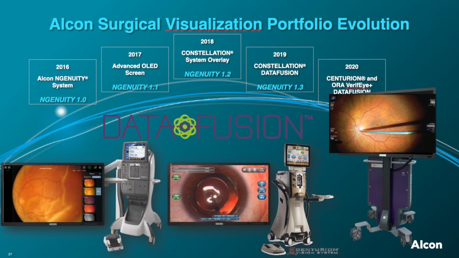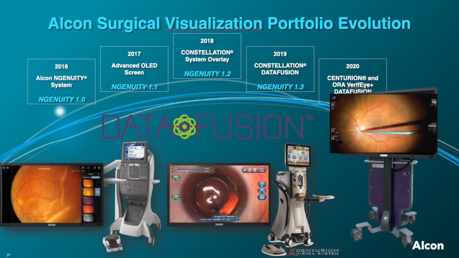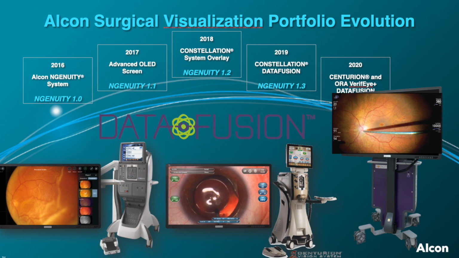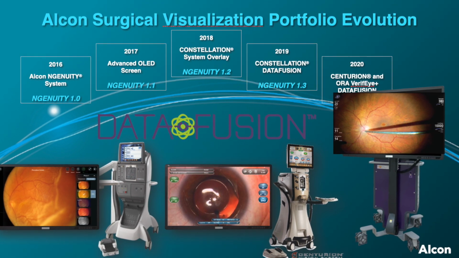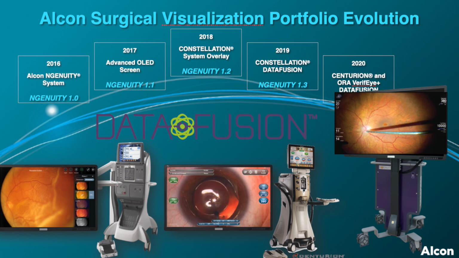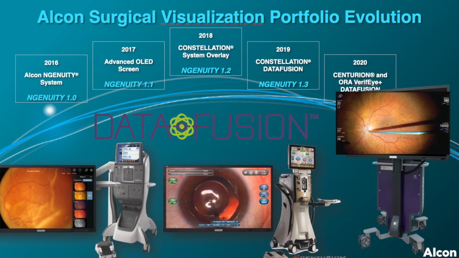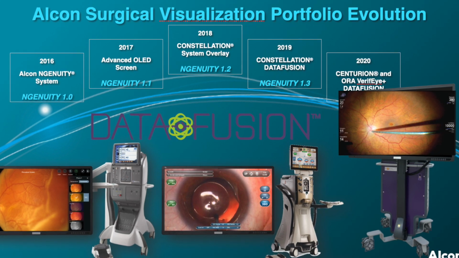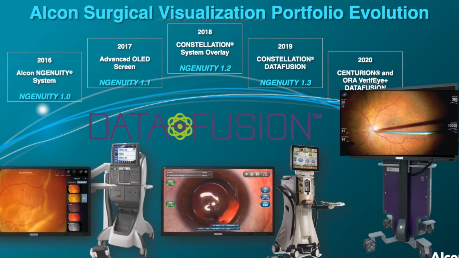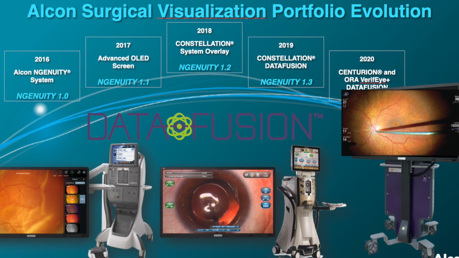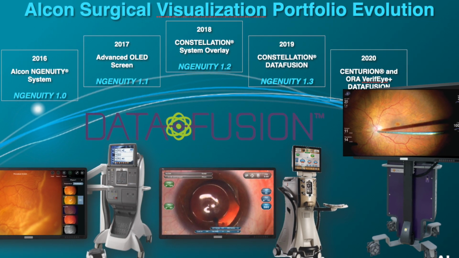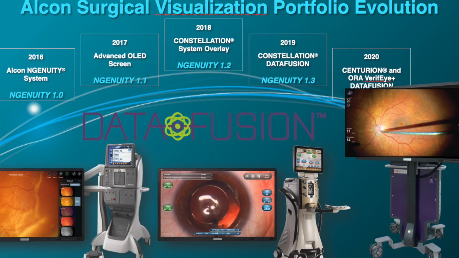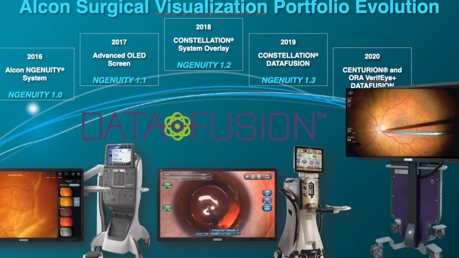This is what happens with the Alcon surgical visualization portfolio. At the beginning, data fusion was available only for the Constellation. Later on, it became available for the Centurion, and what is important is that it is wireless data fusion, which means fewer cords in the operating room, and it's a more advanced solution. So it's important to know that the Ngenuity is and will be the center of your technology integration in the OR.